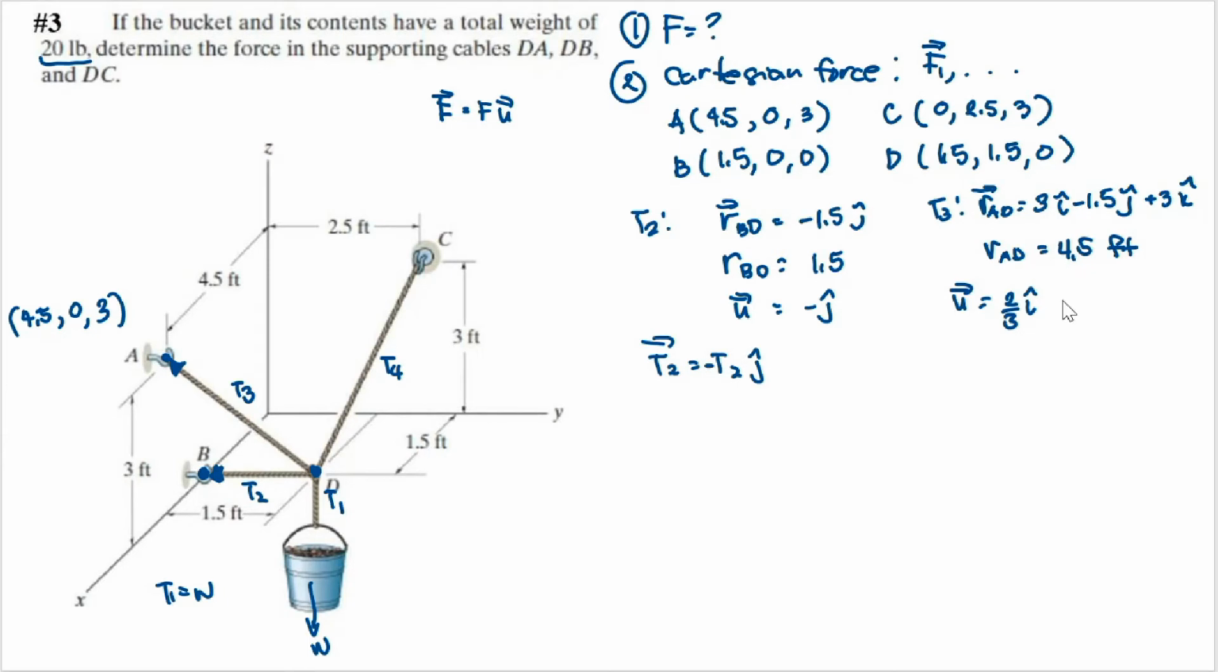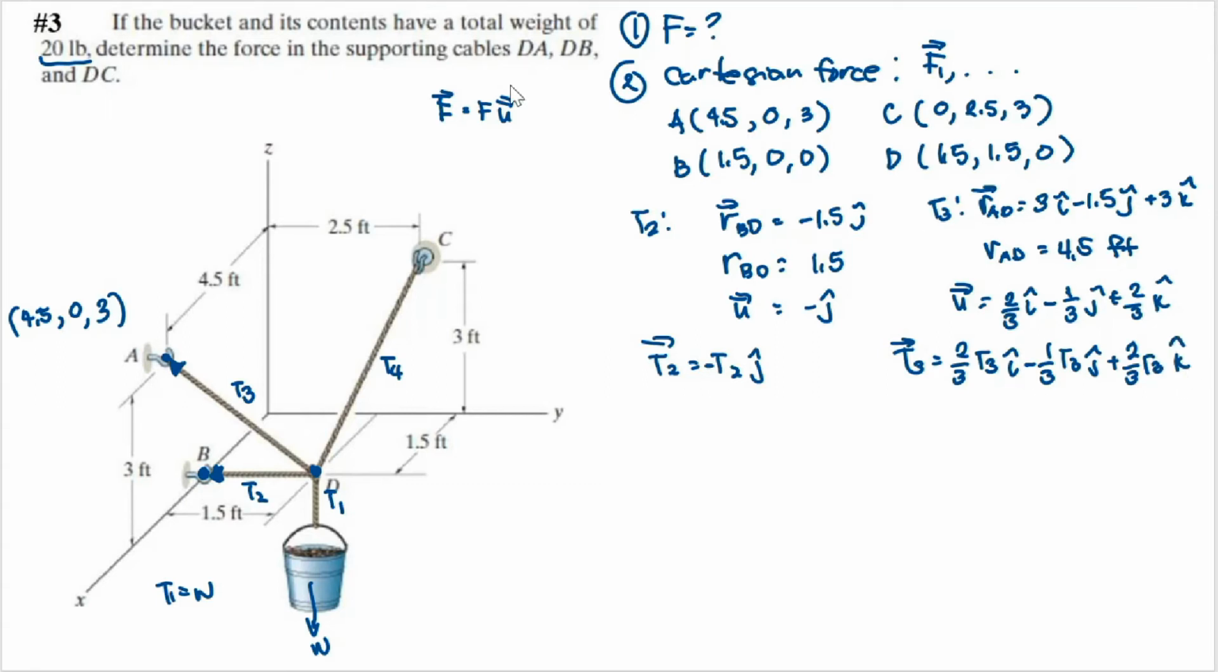Negative 1.5 divided by 4.5. What is the lowest term? 1/3. So negative 1/3 j hat. Okay, 2/3 k hat. So that is now the unit vector. We will now determine the Cartesian force vector of T3. We will just multiply T3 to this. So that is 2/3 T3 i hat minus 1/3 T3 j hat plus 2/3 T3 k hat.